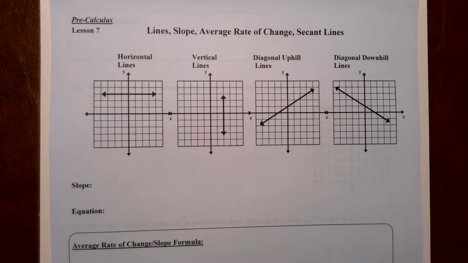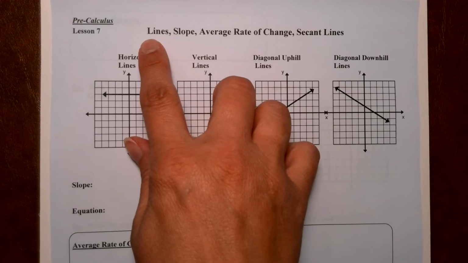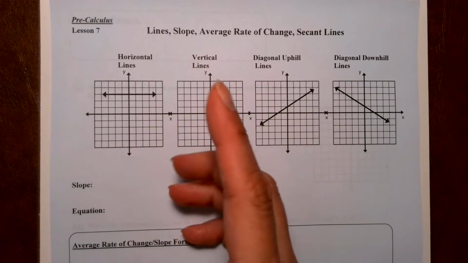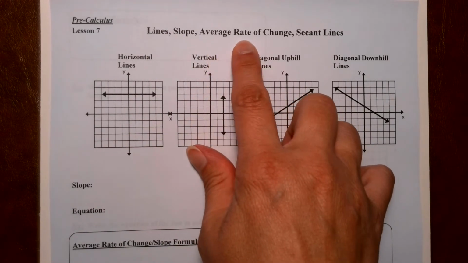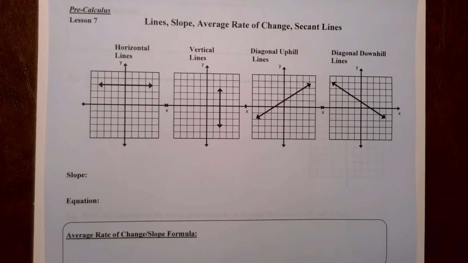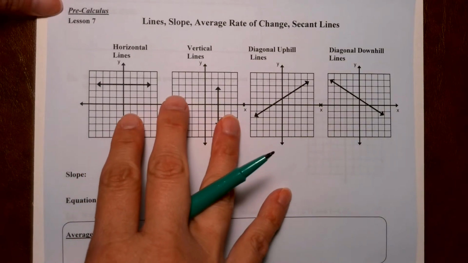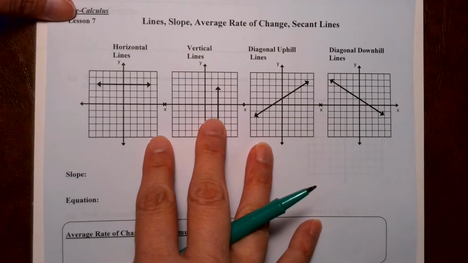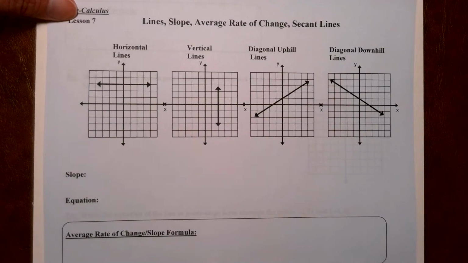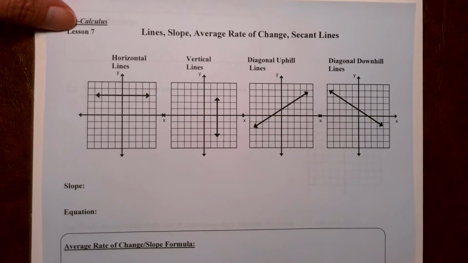Okay, this lesson is going to be a recap of everything you learned about lines and slope, and also relating that a little bit to some average rate of change and to some secant lines. So let's go back all the way to the beginning, way back when you learned about horizontal and vertical lines. Maybe you remember something called VOX HOY.